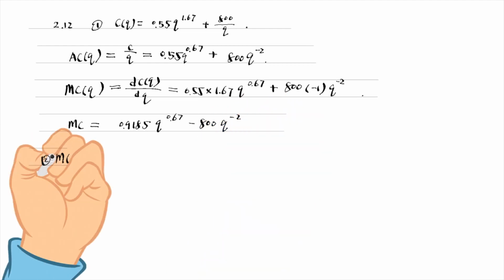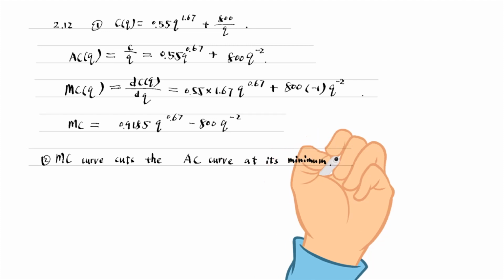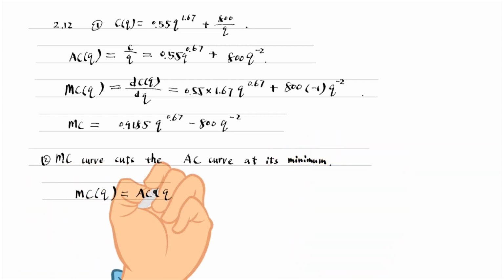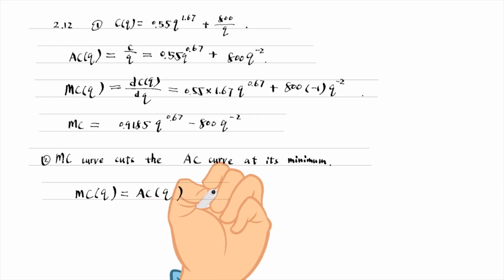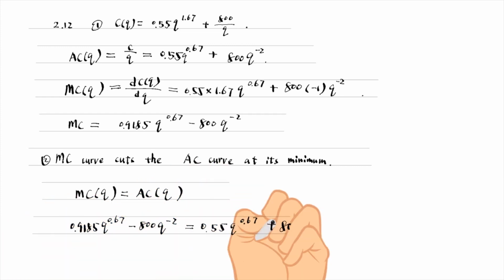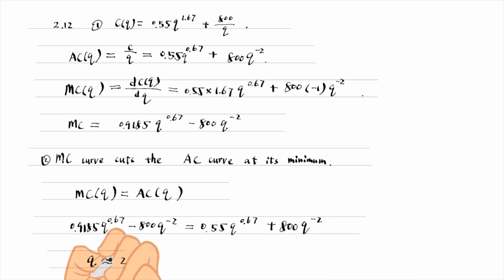In the second step, we use the fact that the marginal cost curve cuts the average cost curve at its minimum to find the units of output that minimize the average cost. It is around 23 units.